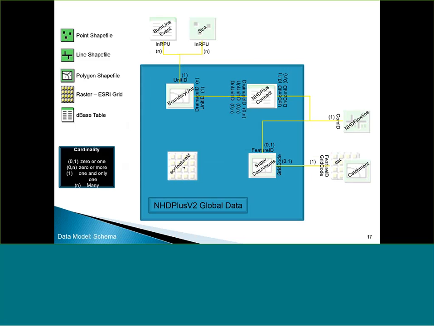Ancillary national datasets are distributed in the global data component. Boundary unit contains the boundary polygon for each NHD Plus VPU. NHD Plus Connect contains a record for each inter-VPU connection in NHD Plus. Super catchments are the overlapping extended catchments that represent the drainage to each of the Great Lakes.